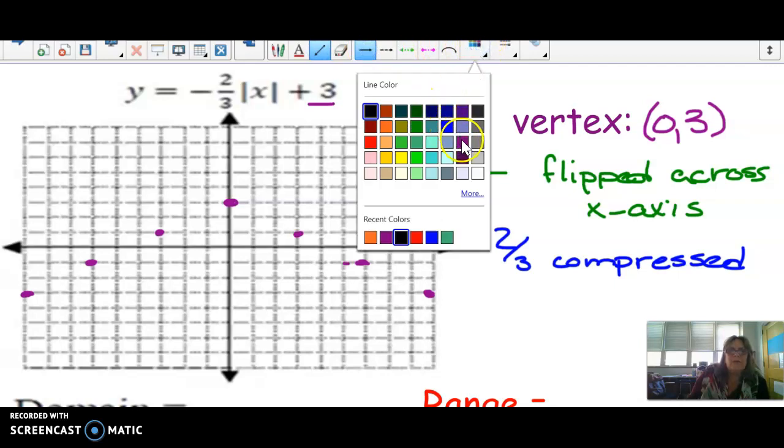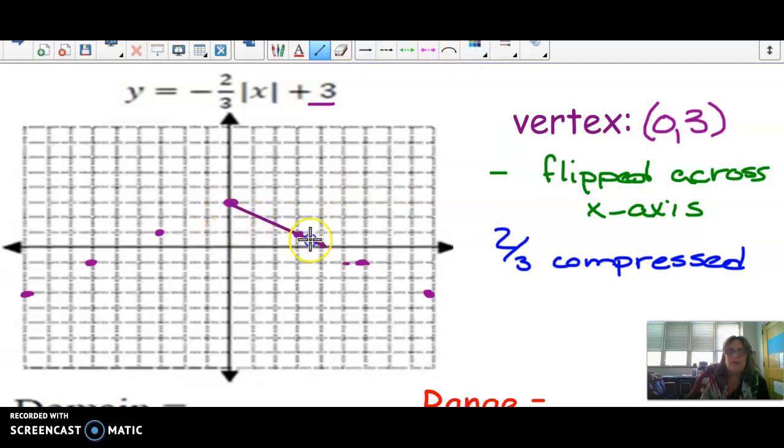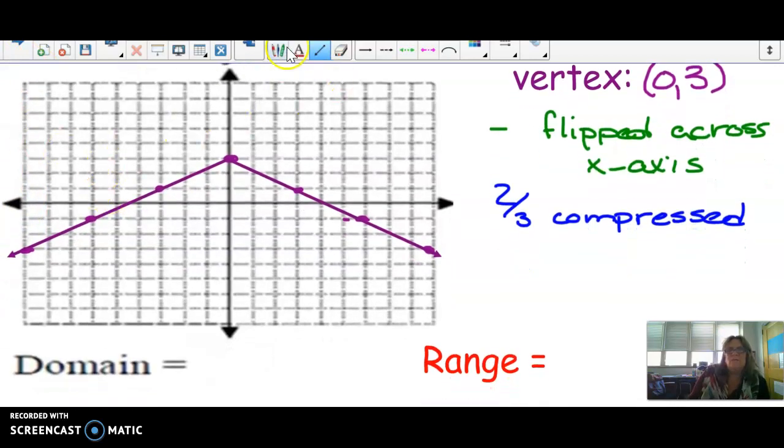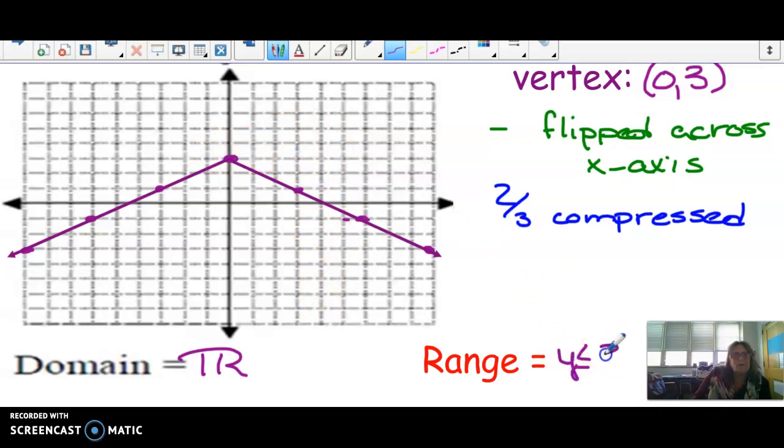So that gives me what my graph is going to look like. Remember, because it is flipped across that negative, it's flipped across the x-axis, so it's going to be opening downward. It still continues to move left and right, so my domain is still going to be all real numbers. My range now, I go up to 3, but then I point downward. So my range is y is less than or equal to positive 3.